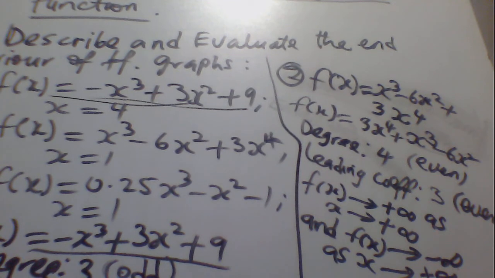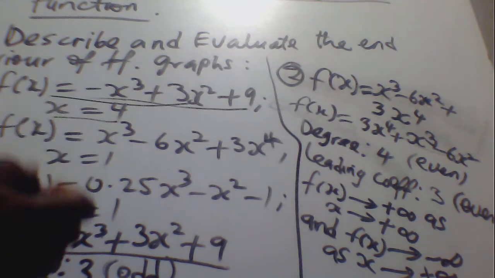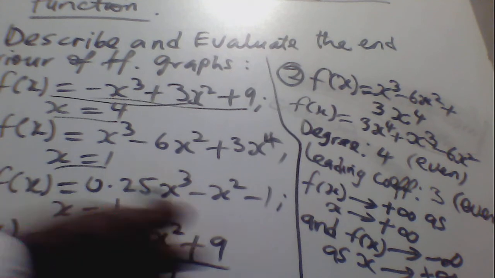So I have done what? I have described the nature of the two graphs. The next thing is to evaluate them. Can I clean the board? So we can evaluate the end behavior at the given interval: s equals to 4 and s equals to 1. So let's clean the board.